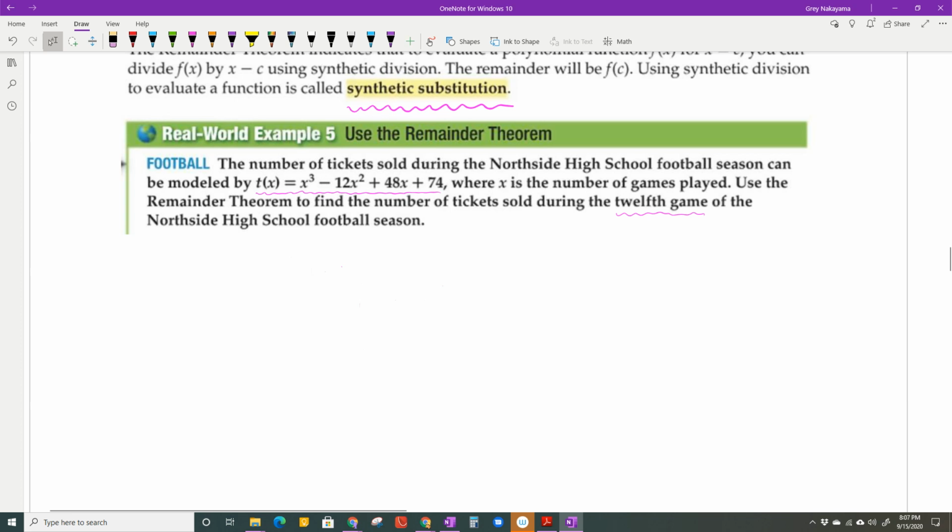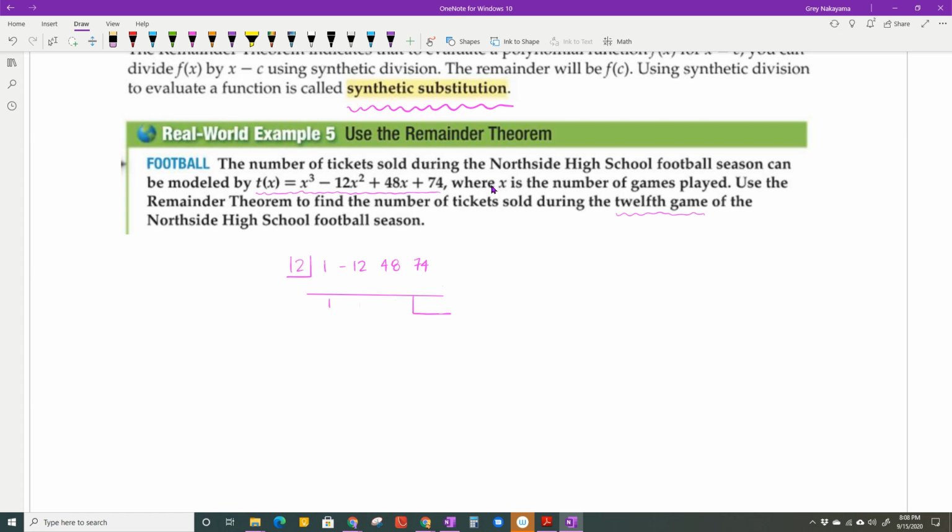So what am I going to do? I have that polynomial, so I'm going to set up and write my coefficients: 1, negative 12, 48, and 74. And I'm going to divide by 12. That is the same as calculating f of 12, or putting 12 in for x and plugging it in here. And I'm sure you can understand that's not fun to do if you don't have a calculator. But let's go divide it.